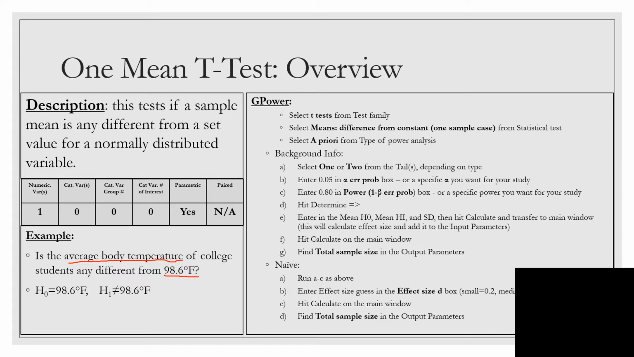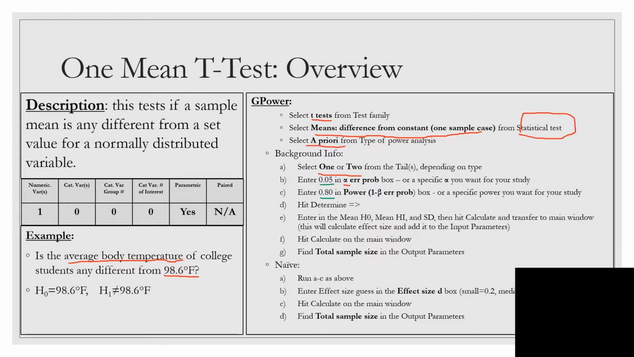To do this, in G-Power, we start by selecting t-test from the test family, then means, difference from constant, one sample test from the statistical test, and of course, a priori. If you have background information, you can start by selecting one or two tails, then enter in the alpha or significance level of 0.05, followed by a 0.8 for power.